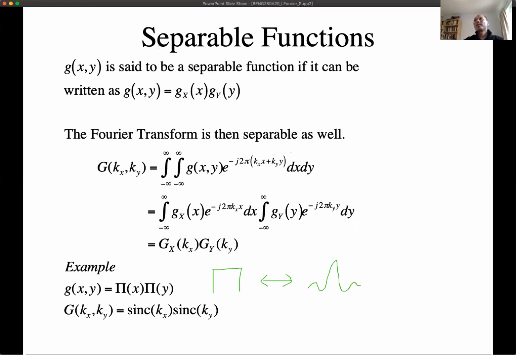The other property that is useful to know is the separability property. This just means that sometimes you can write a function g of xy, which is a two-dimensional function, as a product of two 1D functions. In this case, a function of x and a function of y. The separability just means that if I know the Fourier transform of each of these, and this is the case, then the Fourier transform of the product is just the product of these two Fourier transforms.